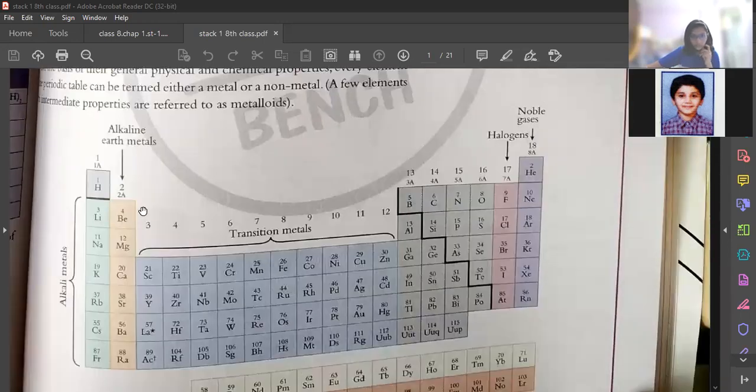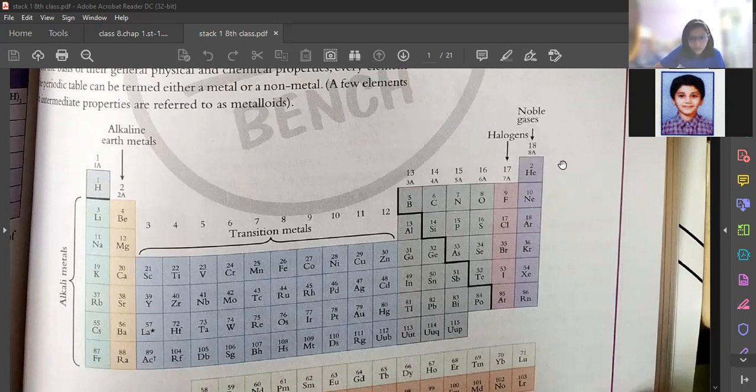Okay, so this is the periodic table. Complete S block elements and the D block elements are metals. And this part is there, right? Group number 32, group number 18. This part. Can you see it clearly? Yes, sir.